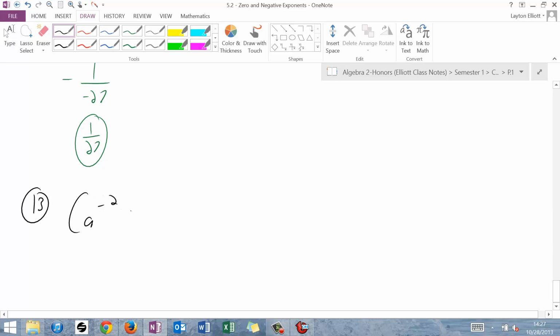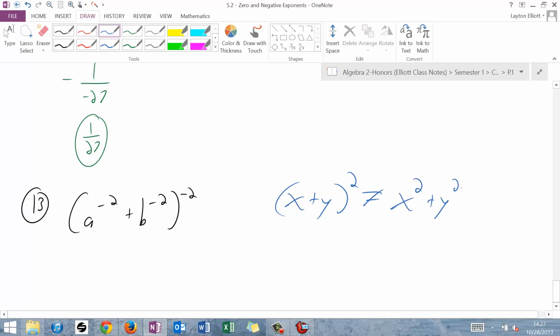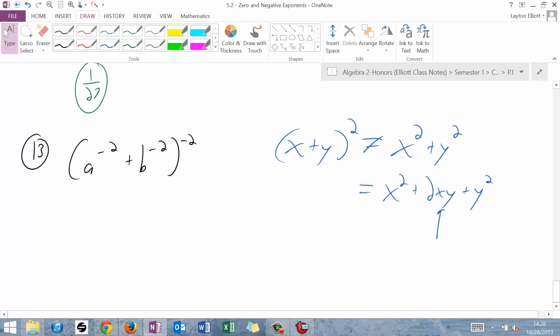A to the negative 2 plus b to the negative 2, all to the negative 2. I want you to know on this I am absolutely deliberately trying to mess you guys up. What I'm trying to do here is make you carry that over and try to distribute that, and you cannot. You cannot distribute an exponent across plus and minus for the simple reason that you can't kill puppies. X plus y quantity squared is not equal to x squared plus y squared, and you know this. It is in fact equal to x squared plus 2xy plus y squared. And if you distribute exponents, you kind of miss this missing middle term here.